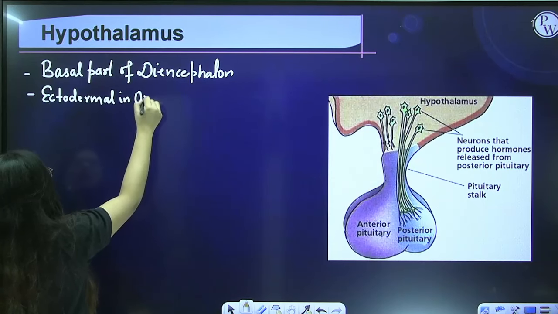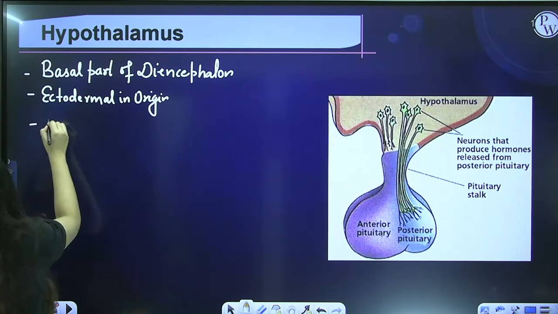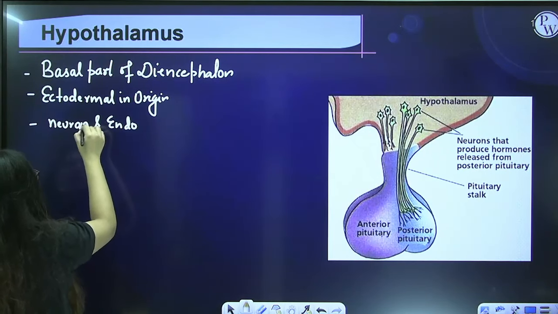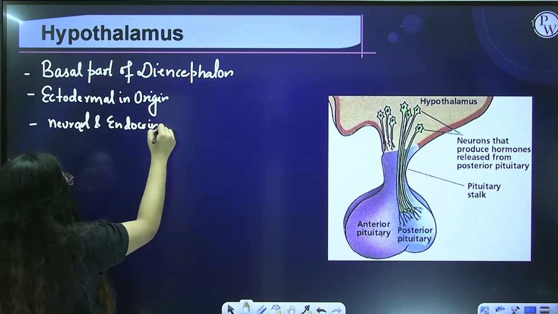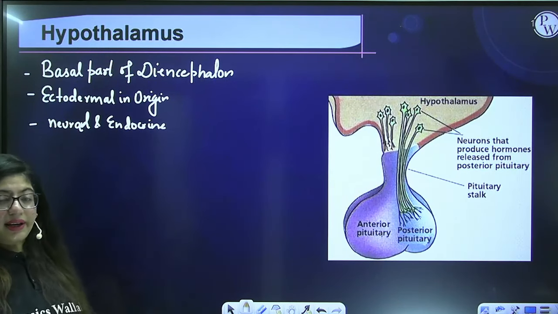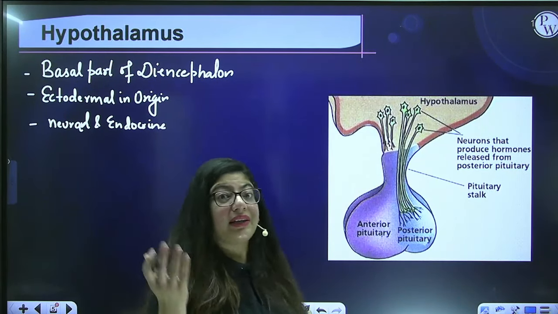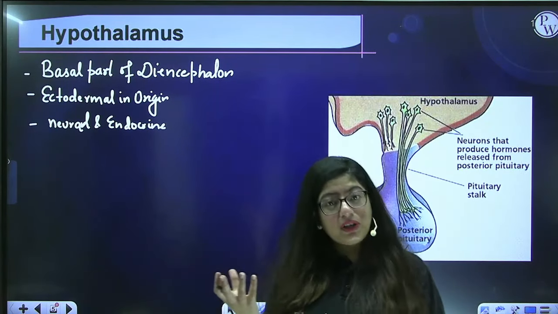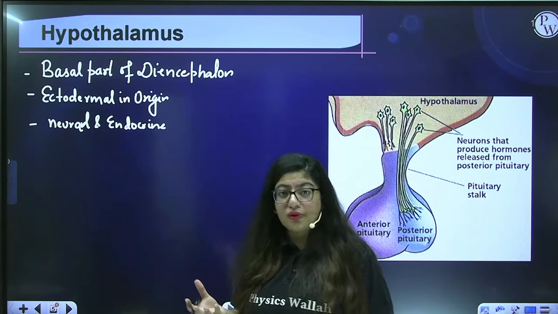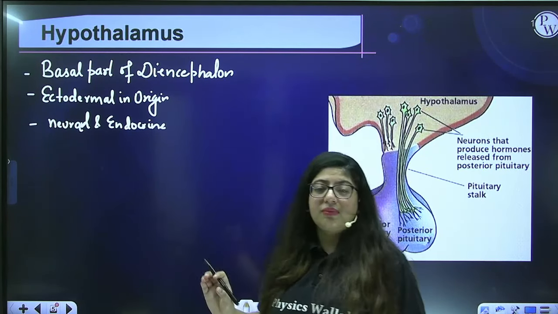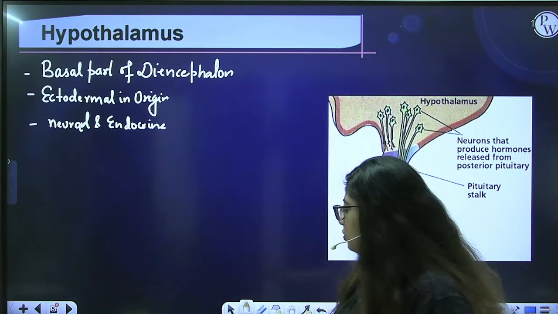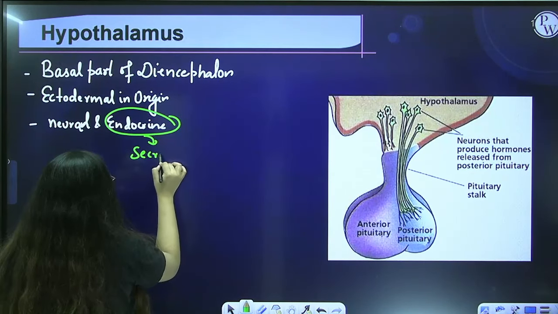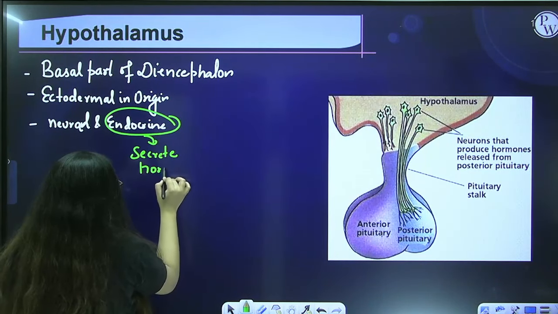Ectodermal in origin. So it's a connection between the neural and endocrine system because it's just like a part of the brain. It has centers like the thirst center, it controls circadian rhythm, it controls body temperature, it's a thermostat, and it also controls emotions. But because it's an endocrine body, it will also secrete hormones.